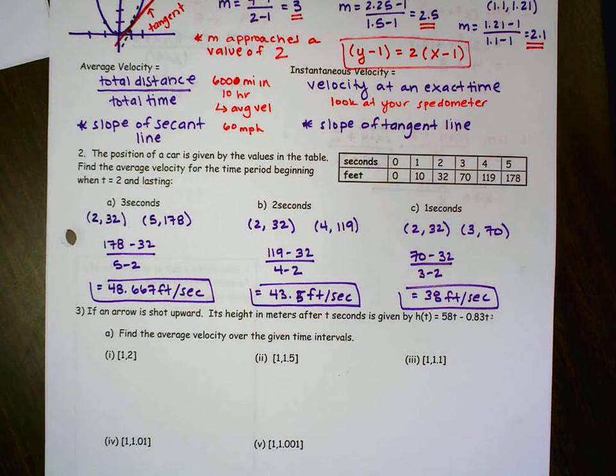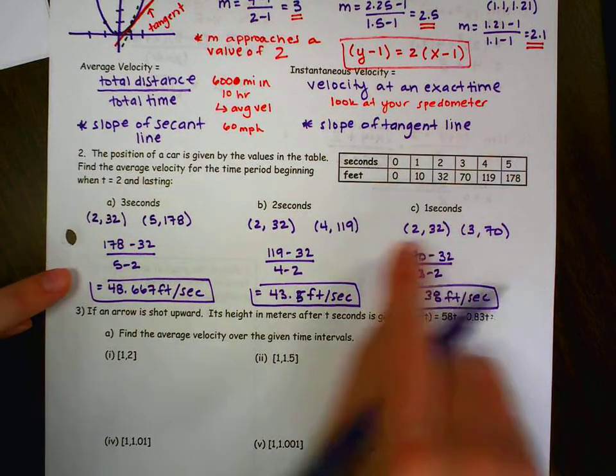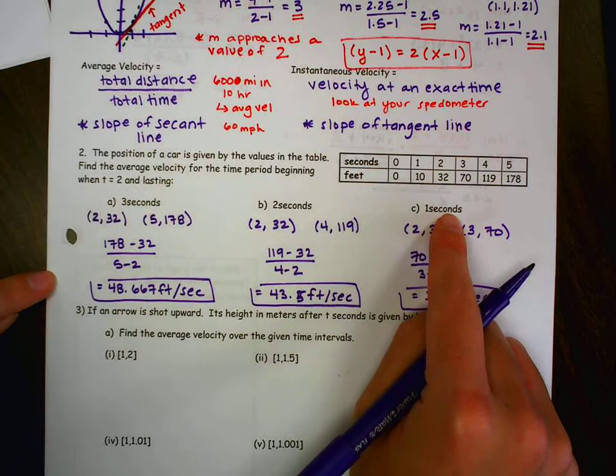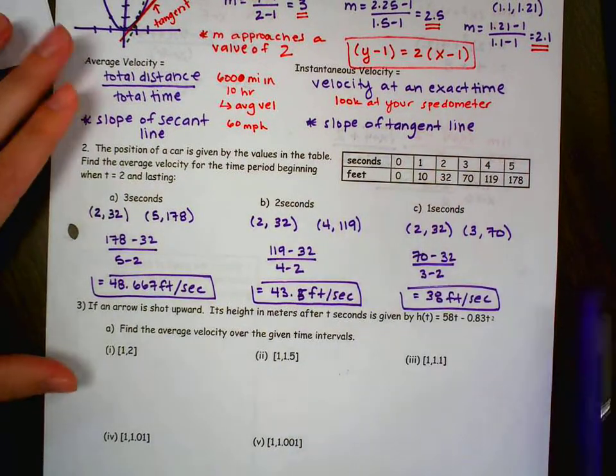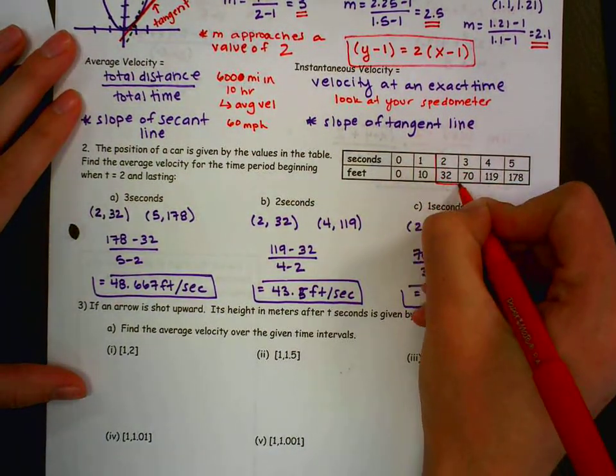So as I find my average velocities, as the interval of time gets smaller, it's getting closer to an approximation of what my instantaneous velocity is at 2 seconds, because this was our starting point for all of those.